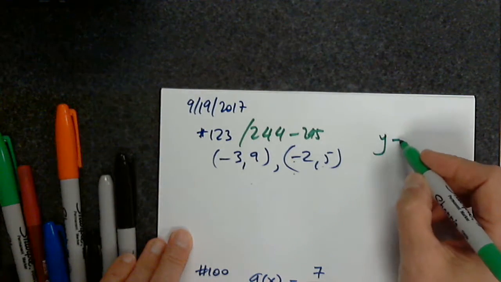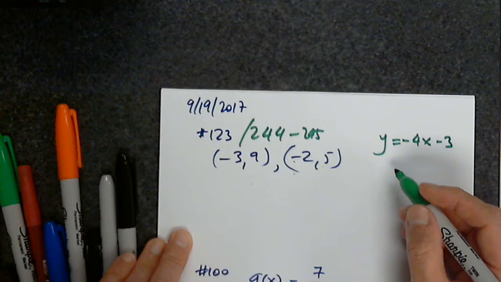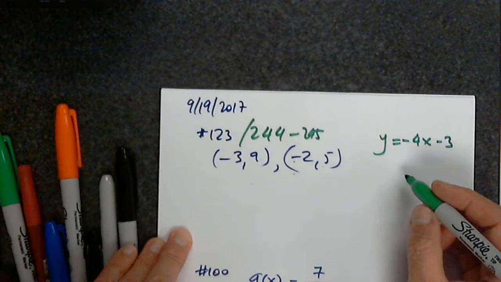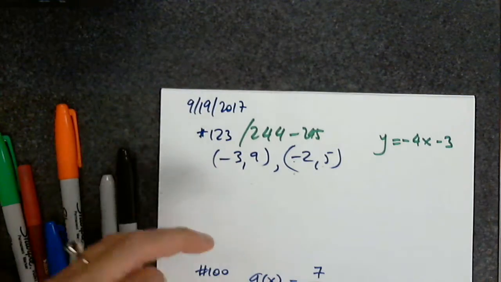y equals negative 4x minus 3. Okay, another answer? I don't have the answer. I'm just copying down whatever you tell me. Is this the only answer? That must be the right one then.